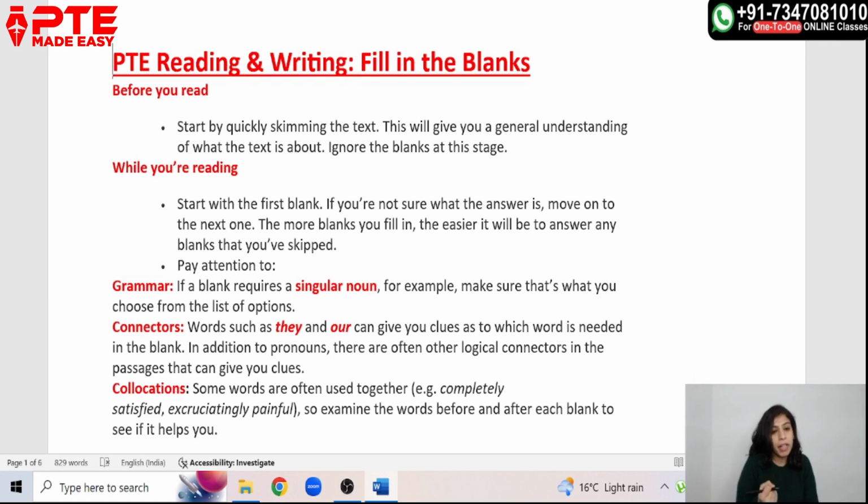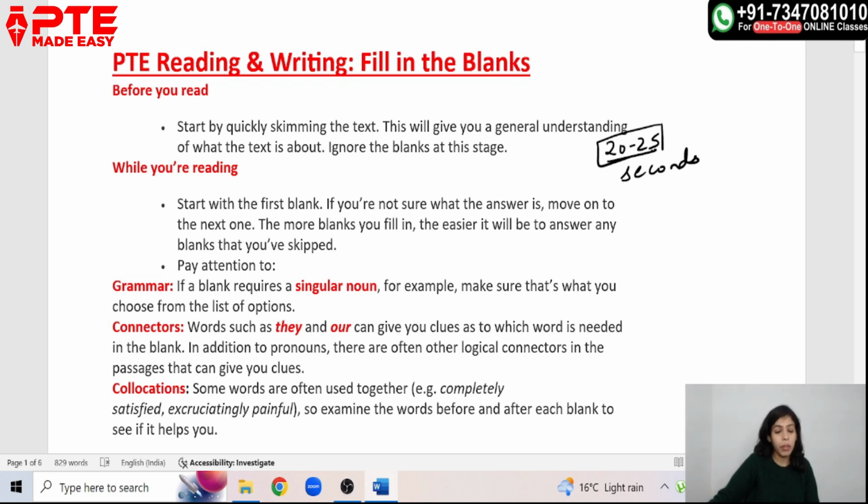So basically, it's better if you get to know what the text is about. It's better if you get an idea of what's going on in the paragraph. At this particular time, please do not look at the blanks, and this should not take more than 20 to 25 seconds of your time. Okay. Now, seconds it is, not minutes.